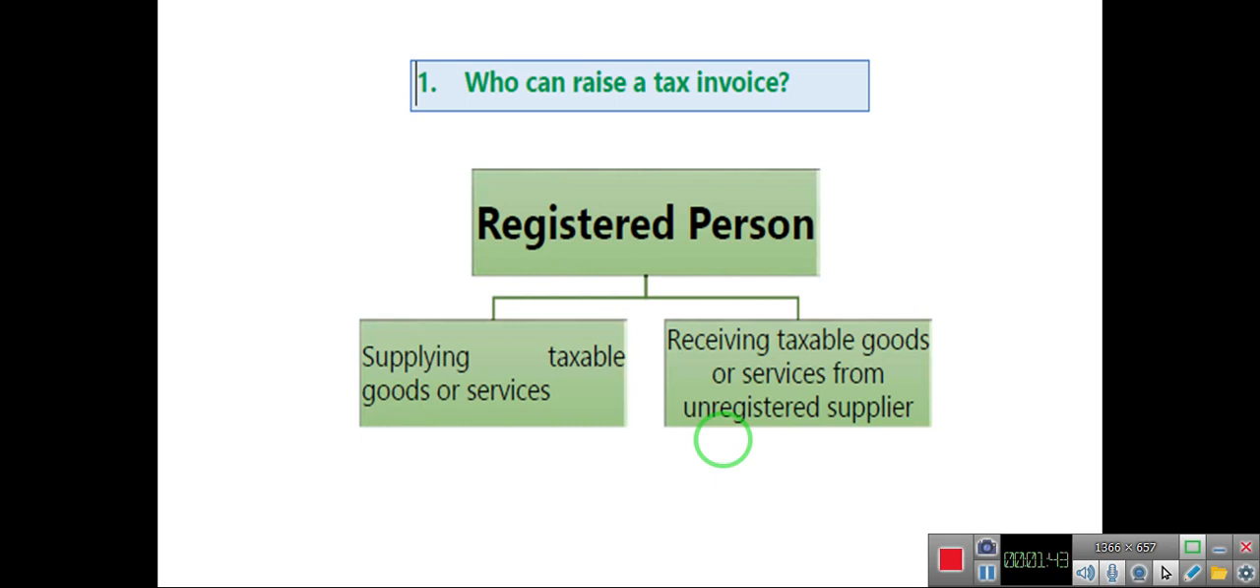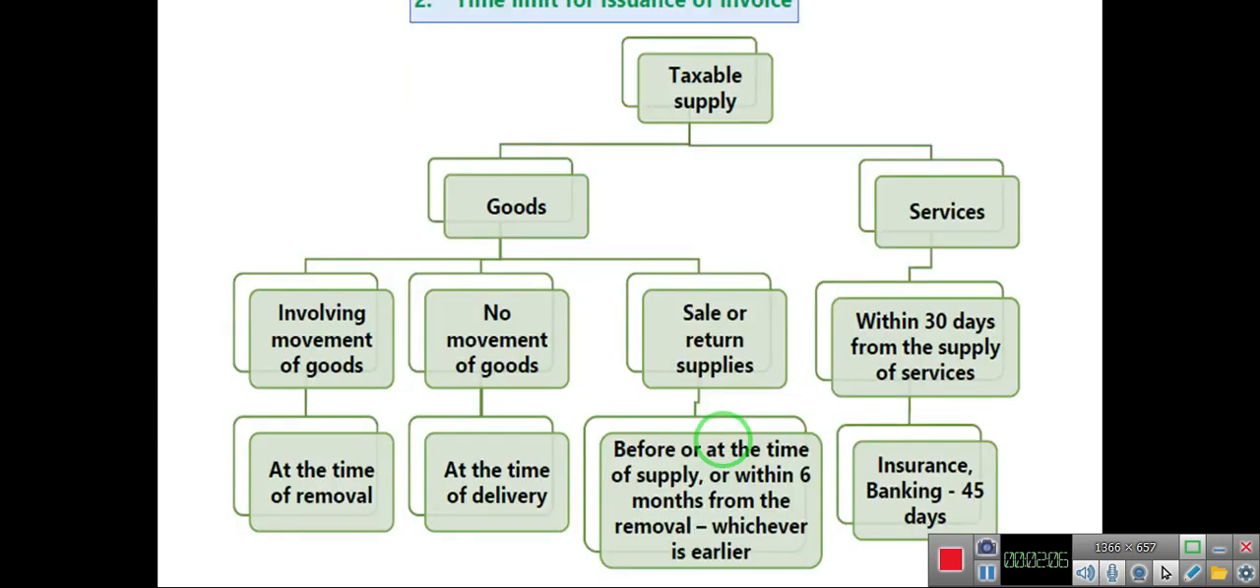The next question: who can raise a tax invoice? In case of a registered person who is supplying taxable goods or services, the supplier will raise a tax invoice. In case the supplier is an unregistered person, then the recipient will raise a tax invoice.